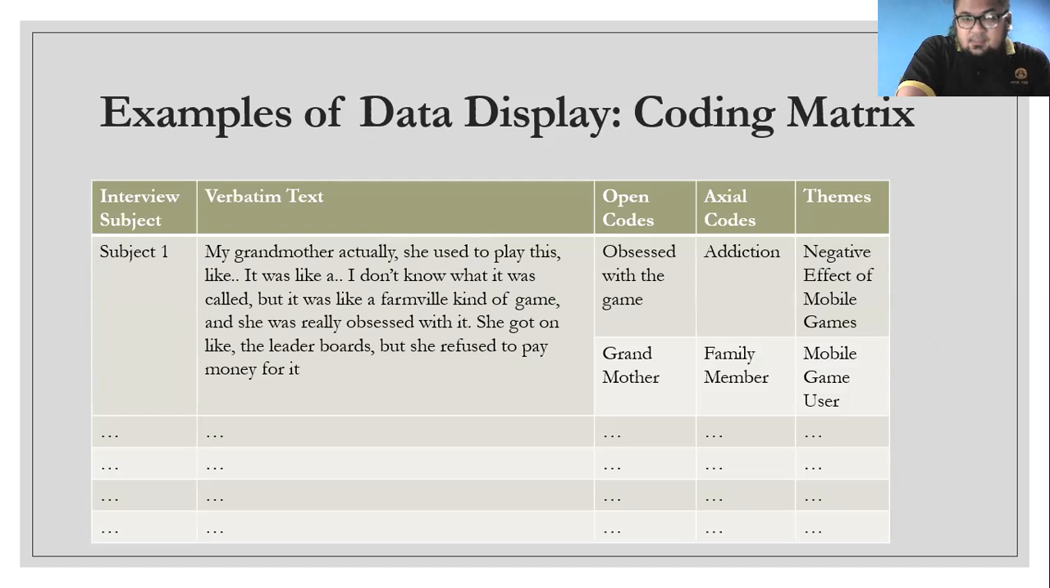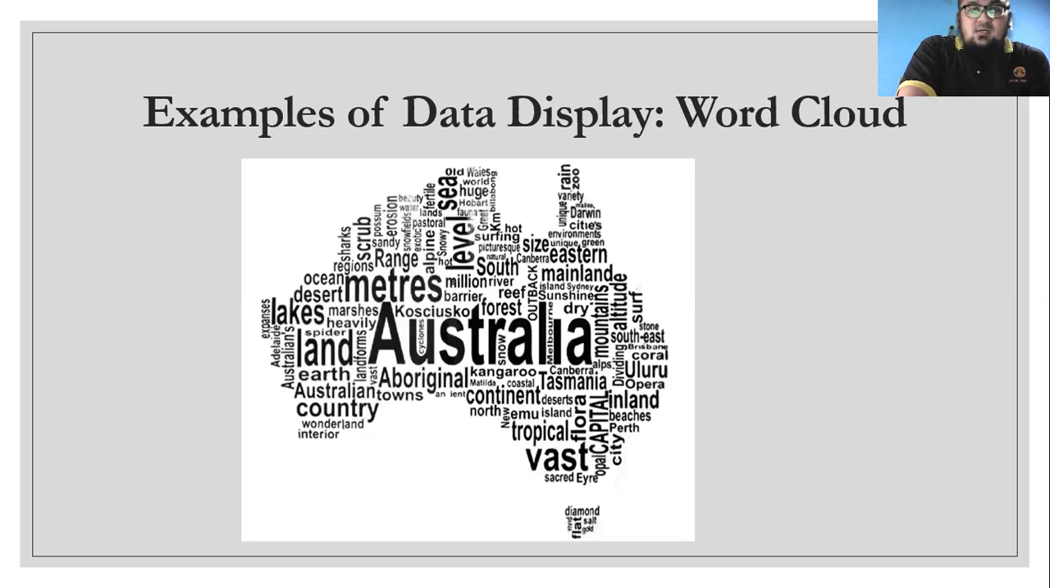So this is an example coding matrix. My grandmother, blah blah blah, and then there's an open code, axial code, and there are themes. I think it's already been explained by the presenter, open code and axial codes. And this is one example of data display. There are lots of ways to display the data.